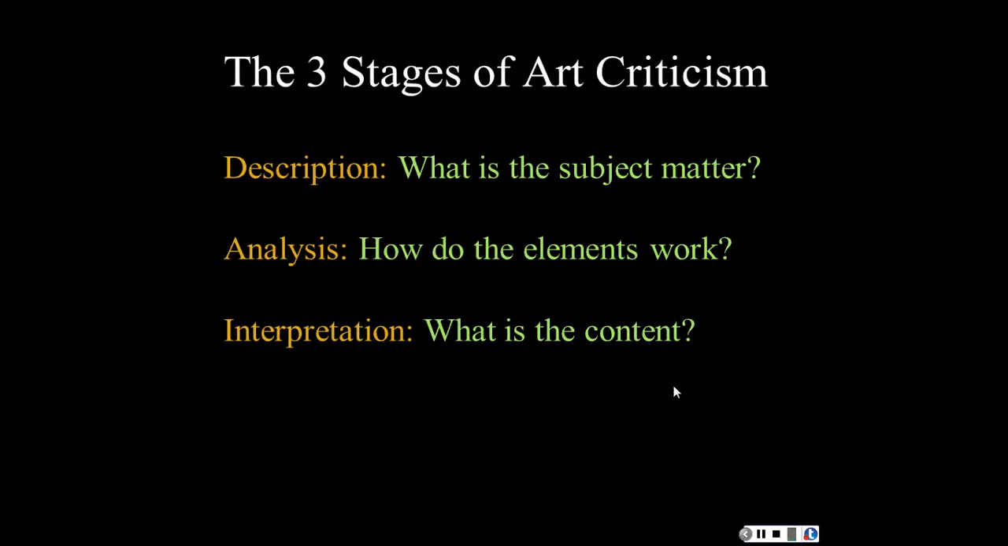So the three stages of art criticism start with description. Basically, what is the subject matter? What are you looking at? What is in front of your face? Analysis: how do the formal elements, principles of design, work within the image? And interpretation: taking everything that you've collected information-wise in description and analysis and creating the story that the artist is trying to communicate to the viewer.